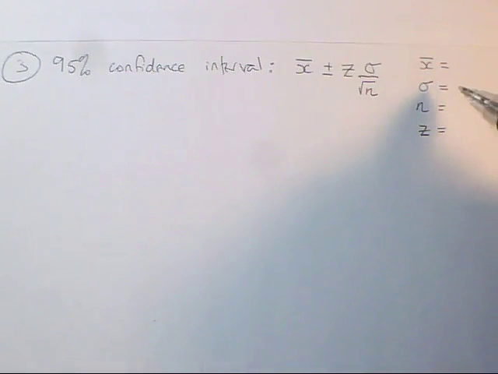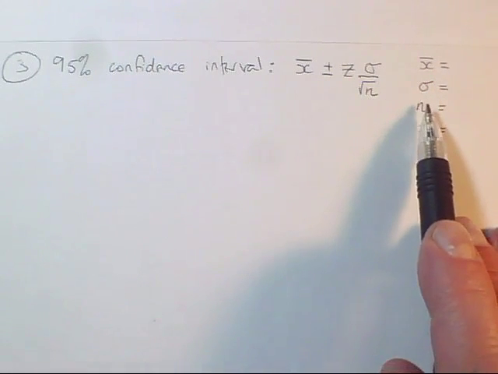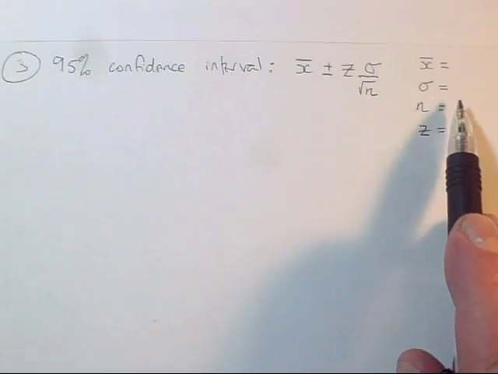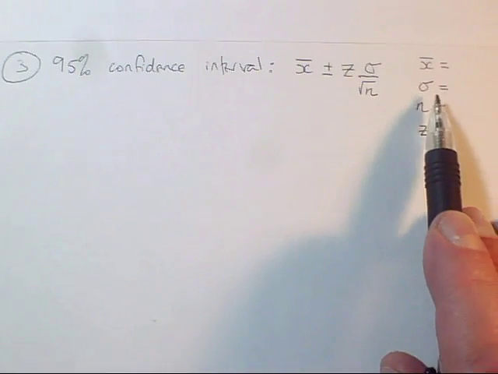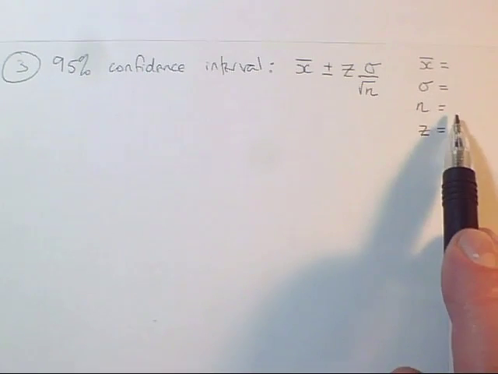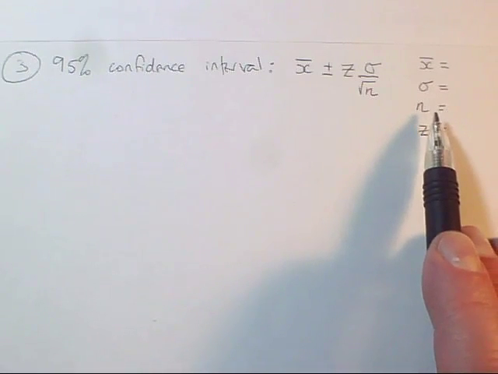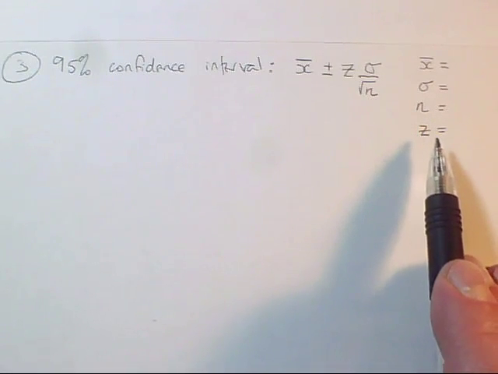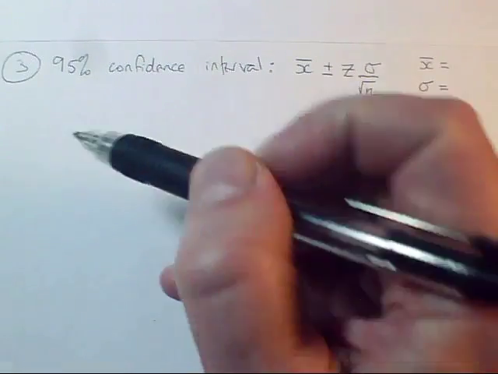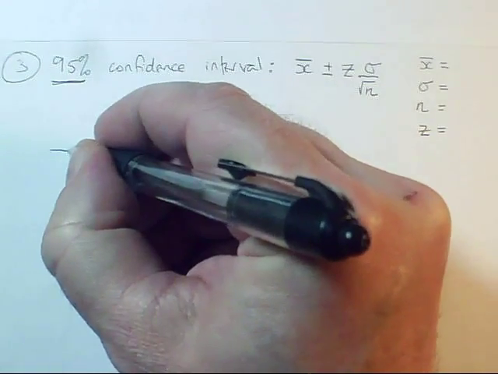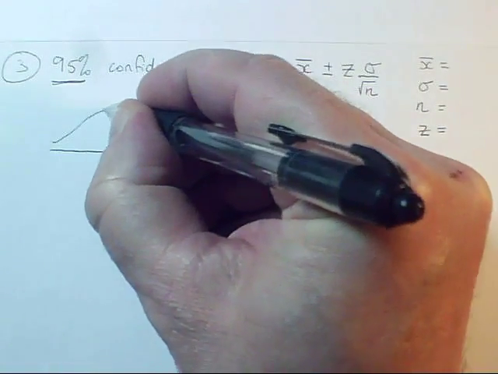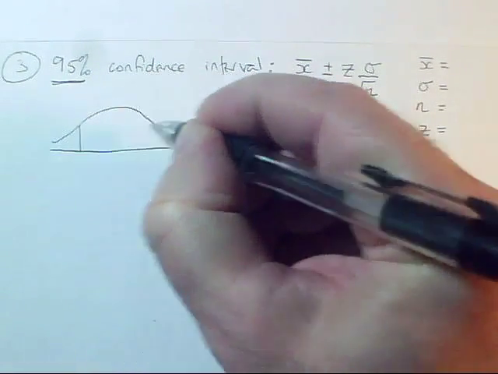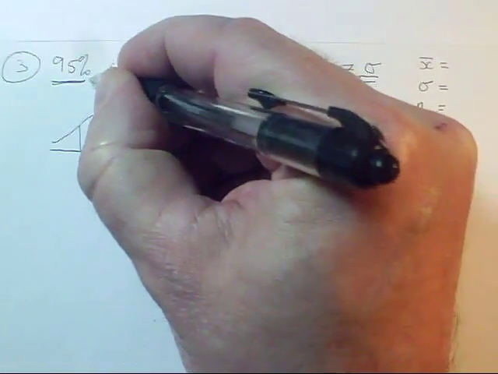You've got X bar. Sigma, we don't have the population standard deviation for sure, but you've got a sample standard deviation, which is a good estimate for sigma, so you'll need to use that. N will be the size of the sample. That's been stated in the question. So we just need to find a Z value. So remember, your Z value always comes from the percentage, and for a confidence interval, we always want the central percentage. Okay, so 95% in the middle.